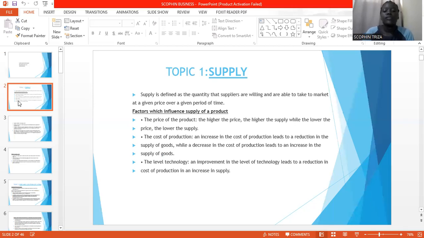The level of technology. An improvement in the level of technology leads to a reduction in the cost of production and an increase of supply.